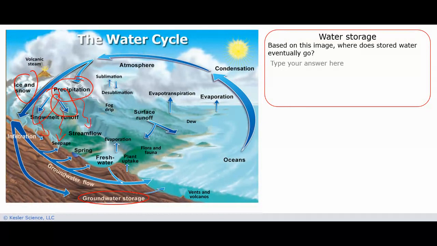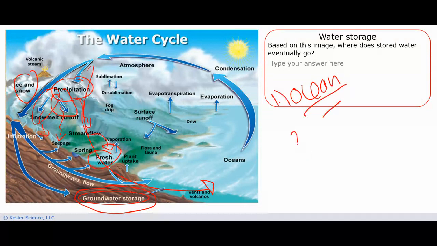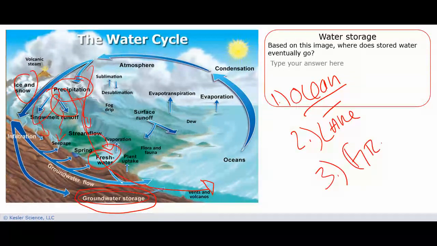Or you could get rivers and streams flowing into freshwater lakes. Groundwater is another great thing that can happen. You can get water stored in the ground. In Chini, we get a lot of our water from the ground, water that's been stuck down in the basalt rocks. So based on the image, where does stored water eventually go? It eventually makes its way through and ends up back in the ocean, or it could just stay in a lake, or it might just get trapped in the ground. There you go. Ocean, lake, and ground.